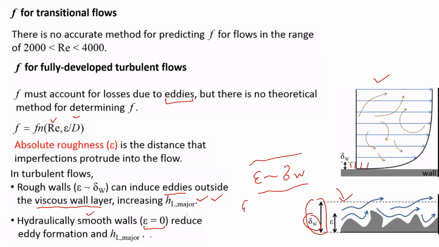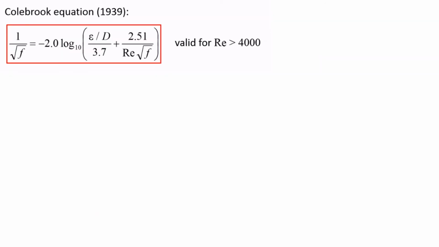But if the epsilon is almost zero, then it will not disturb this viscous sublayer region, and it will result in less major losses inside straight pipes and will reduce the eddy formation. So now let's see how we will find the friction factor inside turbulent flows, and for that we rely heavily on experimental data.